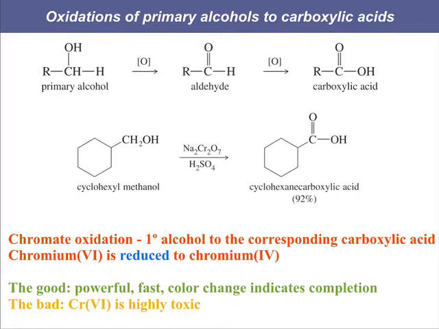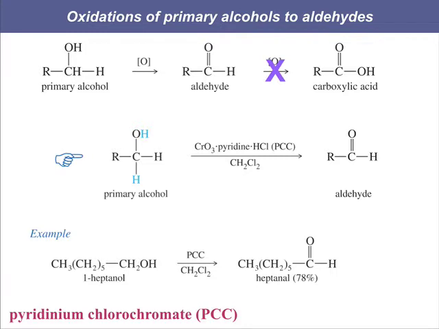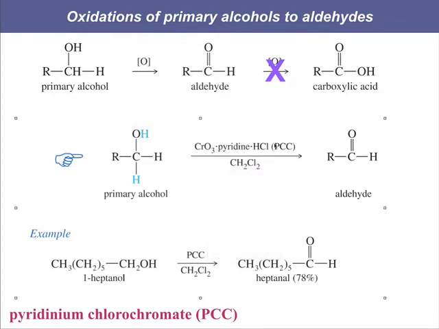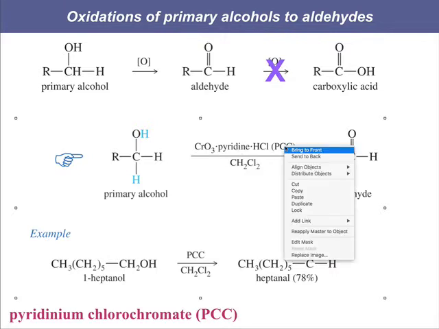If you want to stop the oxidation at the aldehyde, thankfully for us, there is a way to do that. Again, if you want to start at a primary alcohol and do 1 oxidation cycle, but not the second, the reagent that you want is called pyridinium chlorochromate. It's chromate, CrO3, mixed with pyridine and hydrochloric acid, and the solvent is dichloromethane. This brew creates a reagent called pyridinium chlorochromate, which we call PCC.